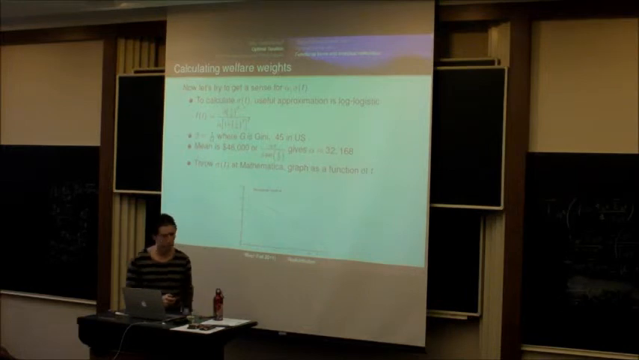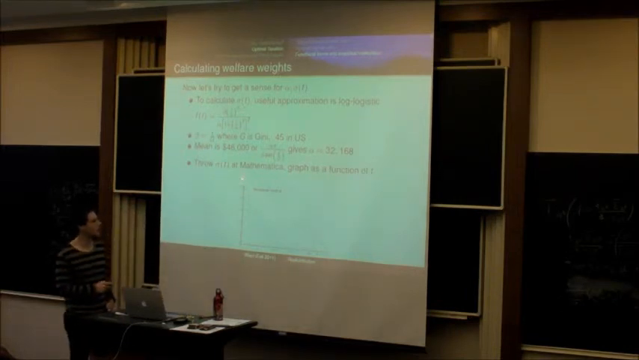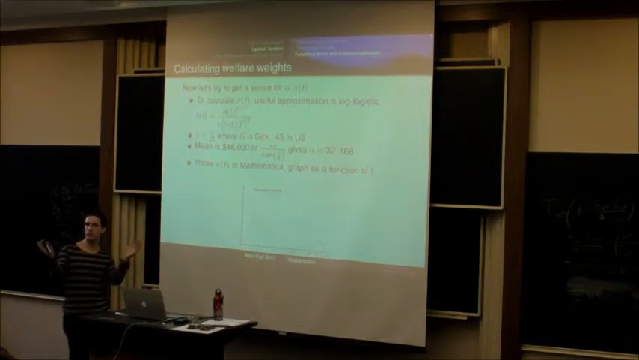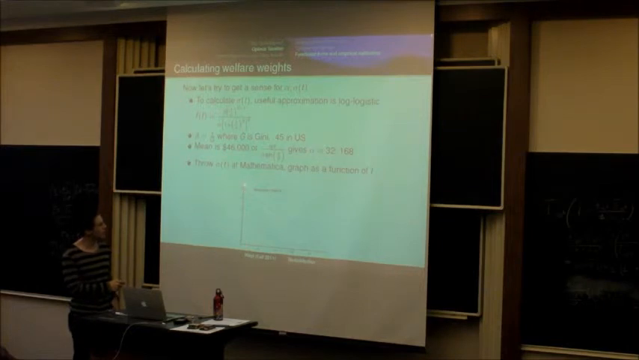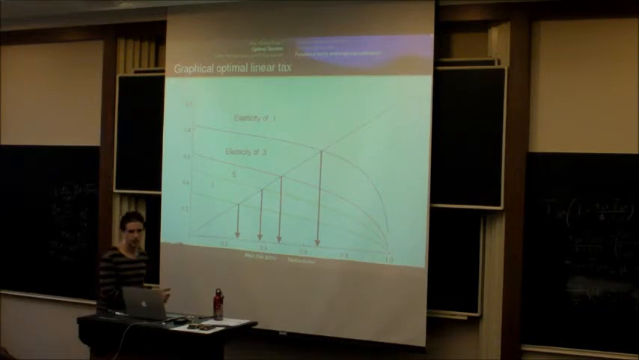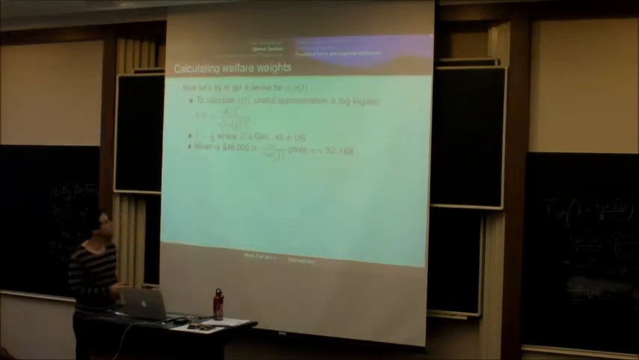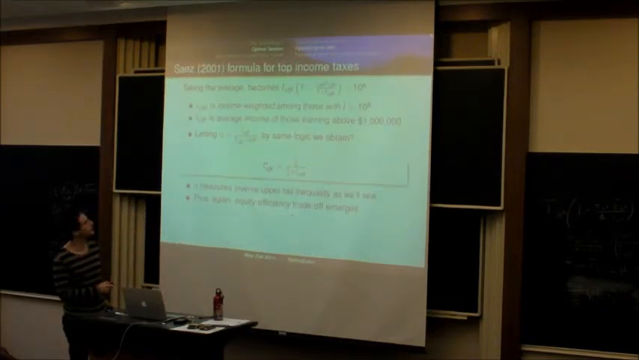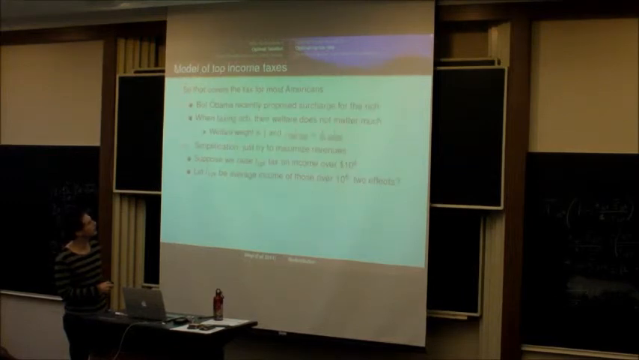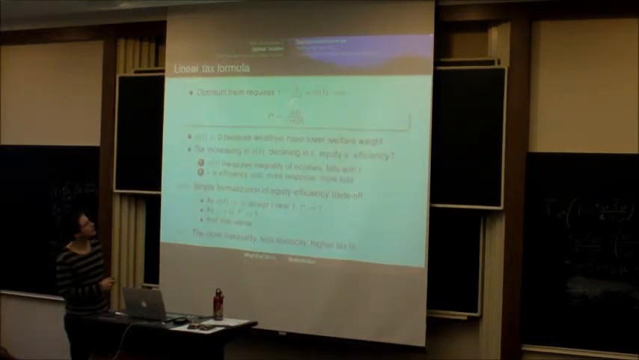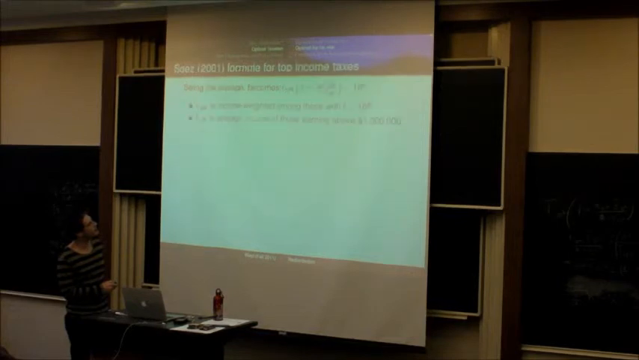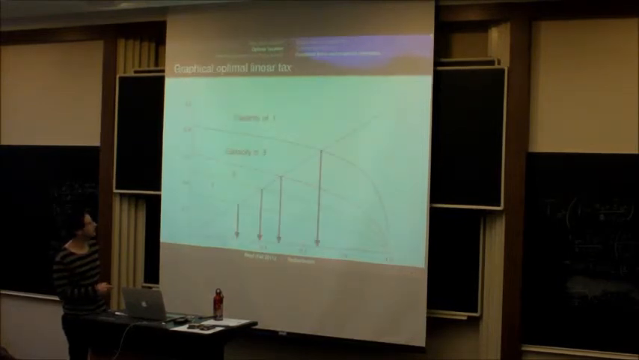32,168. And if we throw this into Mathematica, we can just graph what our inequality measure was as a function of the tax rate. Right? As the tax rate increases, people get pushed towards the middle of the distribution, and this inequality goes down. Okay. And so then we can just plug this into our nice formula from back here, right? And we get the optimal income tax rates.